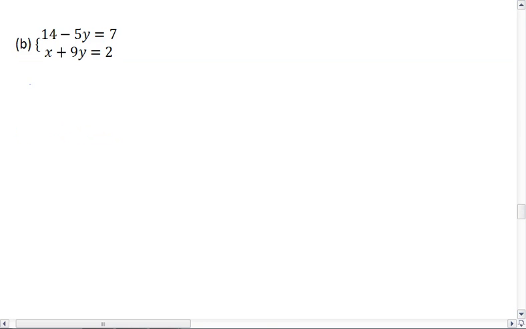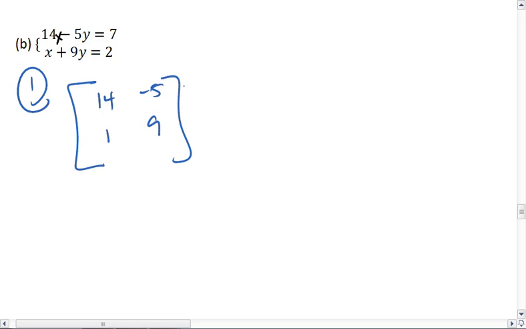In part B, I want to set up my equation. And yes, there is supposed to be an x on the 14. That was my fault. Get 14, 1, negative 5, 9 times x, y equals 7, 2.